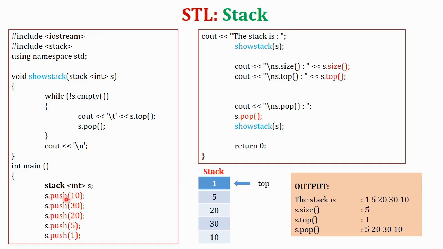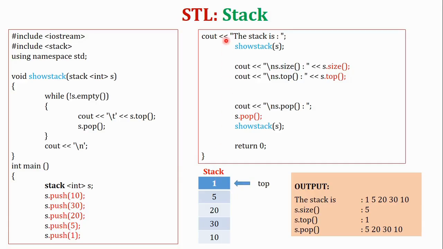For example, s.push(10) means first the 10 will be inserted. Next to push 10, the 30 will be inserted at the top. Then s.push(20), so 20 will be inserted at the top. Then s.push(5), 5 will be inserted at the top of the stack. Then push 1, it will be inserted at the top of the stack. So now the pointer is pointing to the top of the stack.